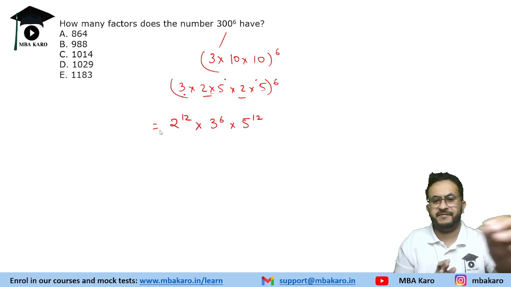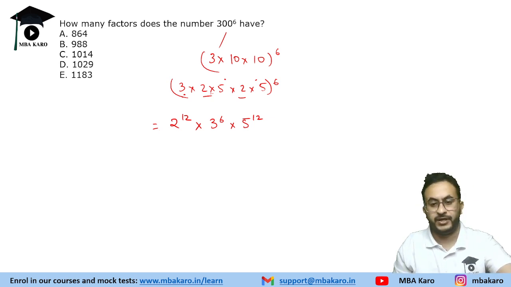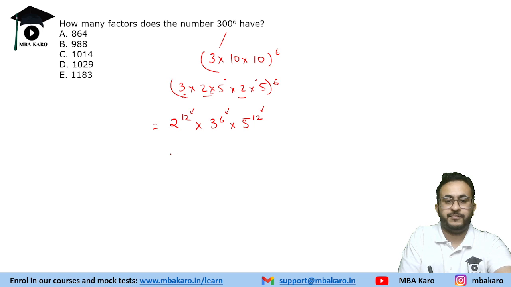So first simplify the number into simple prime numbers and their powers. Okay. And what we do, we discussed in one of the questions, add 1 to each of the powers and multiply. So it will be 13 into 7 into 13.